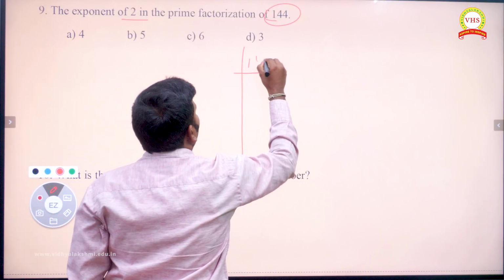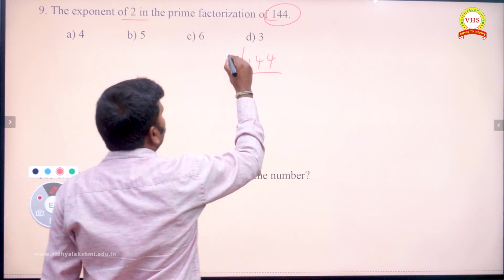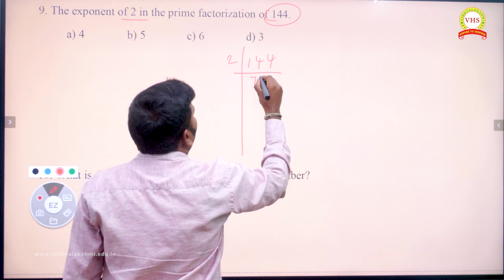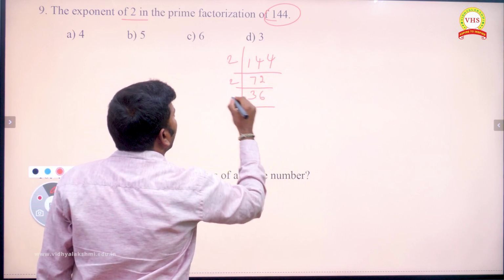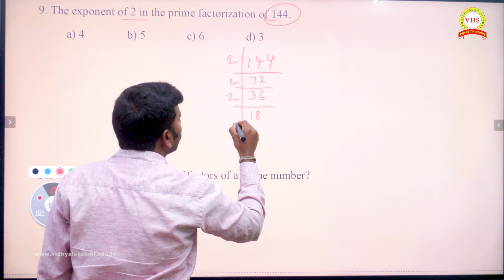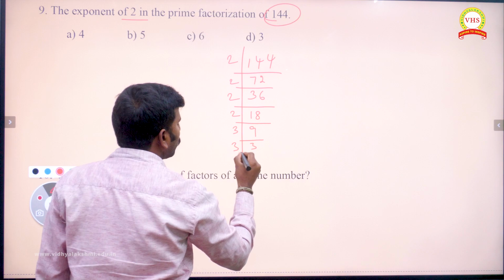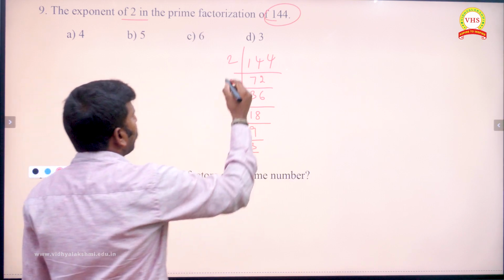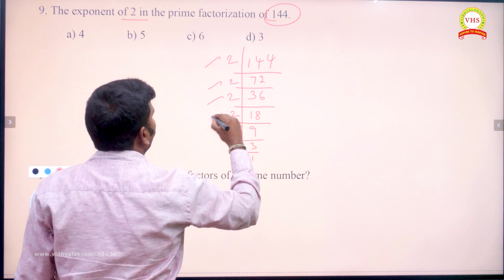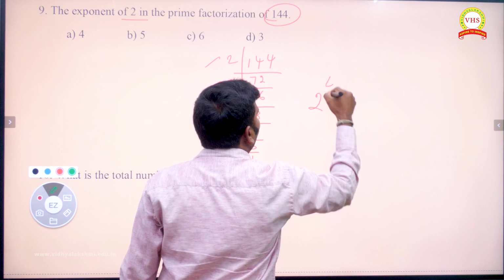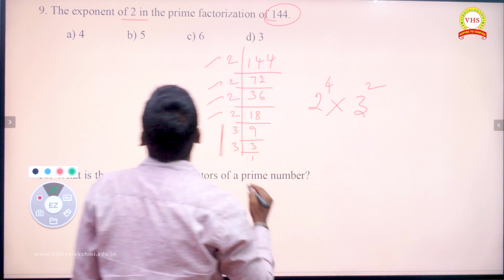First you take 144, we have to make a prime factorization. First take 2: 7 2s are 14, 2 2s are 4. Again divide by 2: 3 2s are 6, remaining 16. Again 2 gives 8, then 18 is 2 times 9. Then 3 times 3 is 9, and again 3 gives 1. So how do you write this prime factorization? 2 four times, so 2 power 4, multiplied by 3 two times, so 3 power 2.